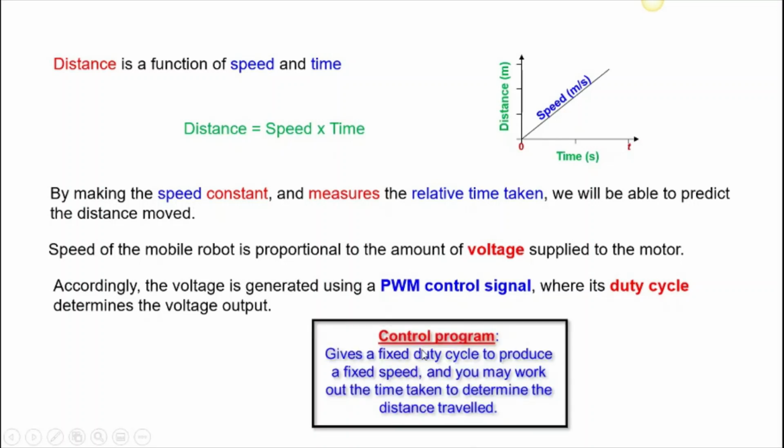So given a fixed duty cycle to produce a fixed speed, you may work out the time taken to determine the distance traveled. Okay, so this is the first technique in making sure that your robot can autonomously navigate in the environment without using any sensors, by using the approximation technique.